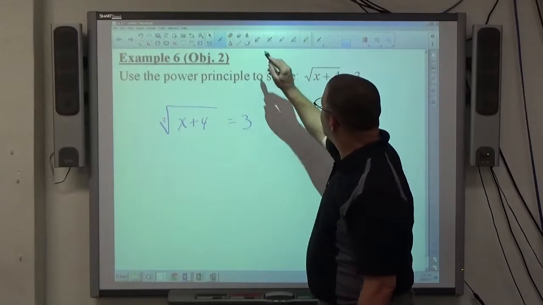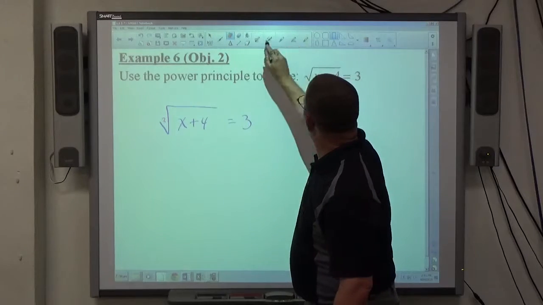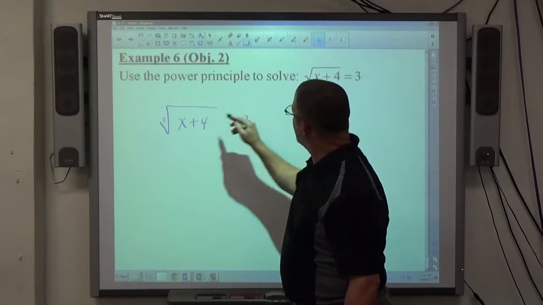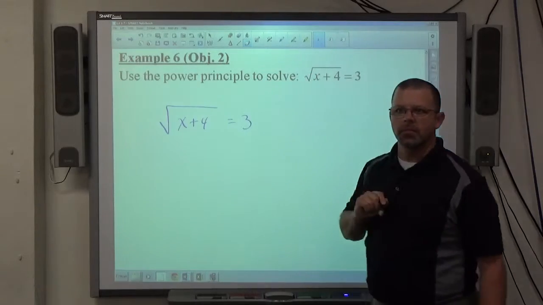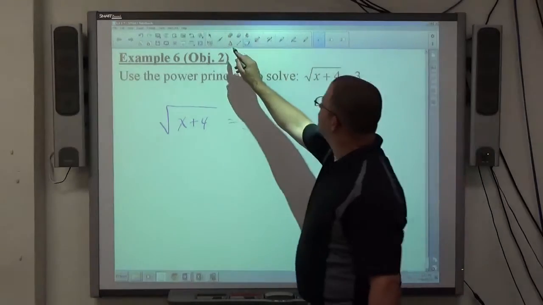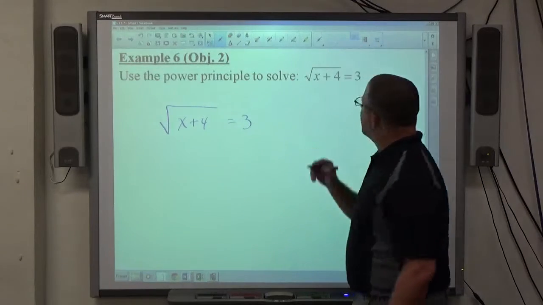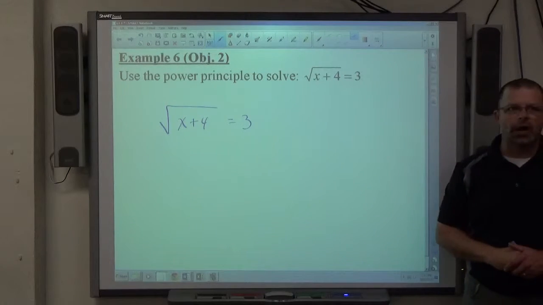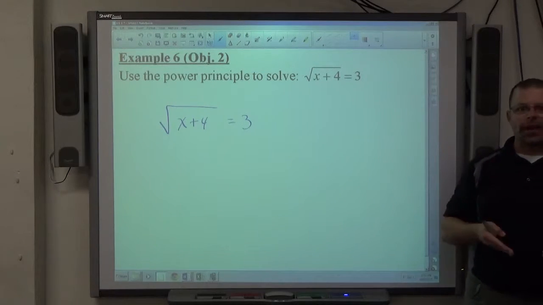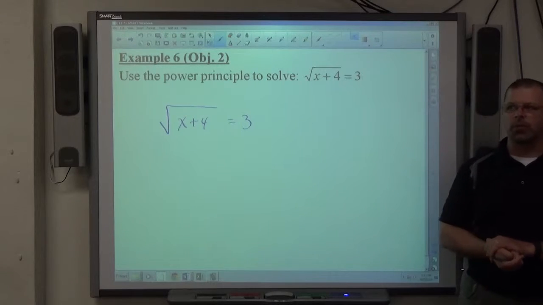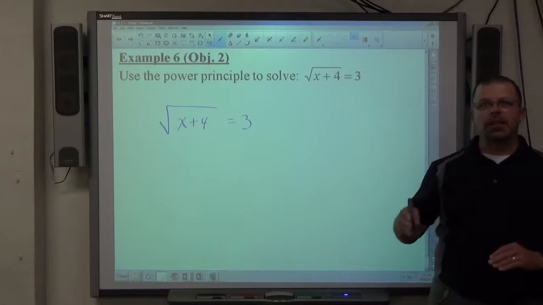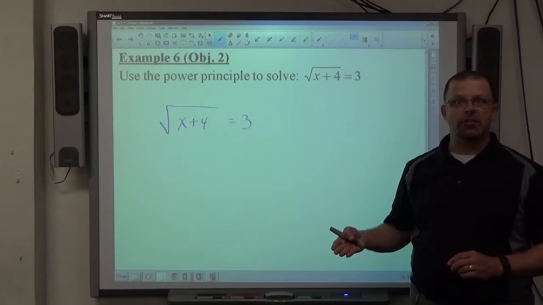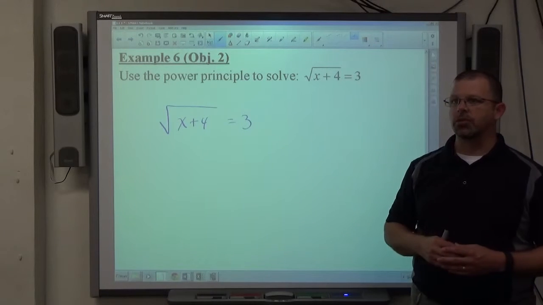Usually for square root, you see just that picture. The power principle states that if you raise both sides of an equation to the same power, you're creating sometimes an equivalent equation. Sometimes. We're going to make the assumption that we make an equivalent equation every time, but then we're going to have to verify solutions.